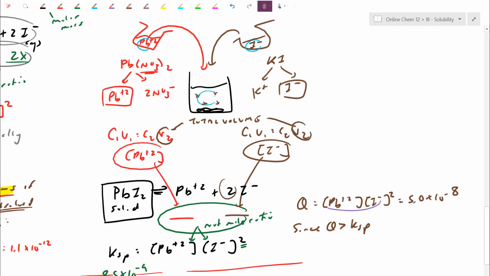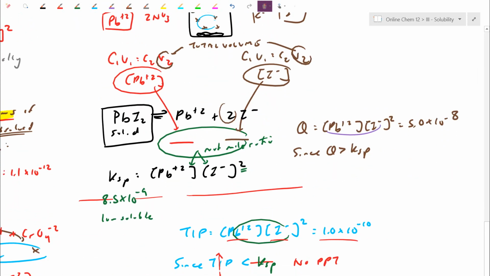Well, the lead came from one totally separate solution. Iodide came from its own solution here. Right now, my ion concentrations are too high. What I need is for the Q to drop, to end up hitting KSP. For my Q value to get tinier, I need less and less ions. To get less ions, I need to shift over to the left side. Basically, it's going to end up precipitating, so definitely a precipitate forms. So that's how we can use KSP here.